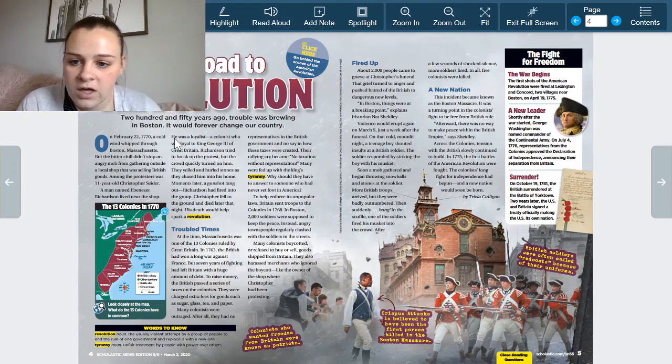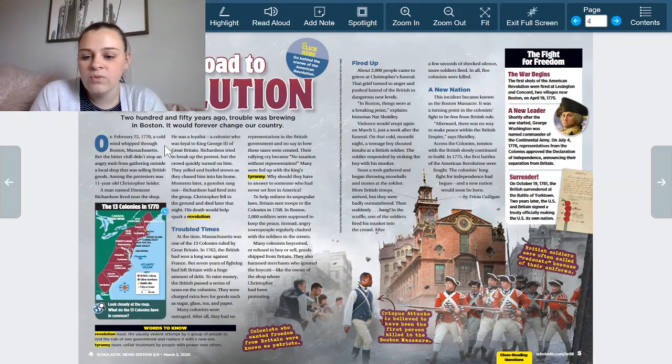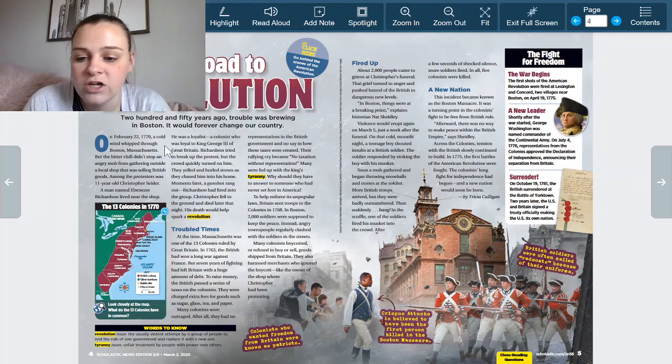He was a loyalist, a colonist who was loyal to King George III of Great Britain. Richardson tried to break up the protest, but the crowd quickly turned on him. They yelled and hurled stones as they chased him into his home. Moments later, a gunshot rang out. Richardson had fired into the group. Christopher fell to the ground and died later that night. His death would help spark a revolution.